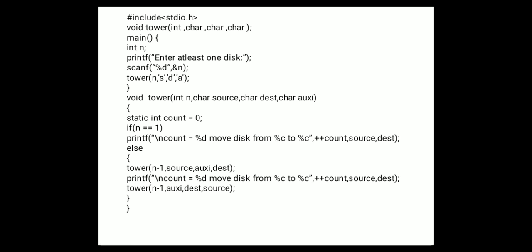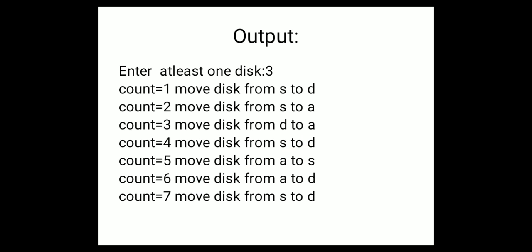This is the C program for Towers of Hanoi. If you execute this, the user has entered the number of disks to be 3. If the number of disks is 3, then the number of moves by which you will finish this puzzle successfully is 7. You just need 7 moves. All these are the moves that have been made, and so this is the output.